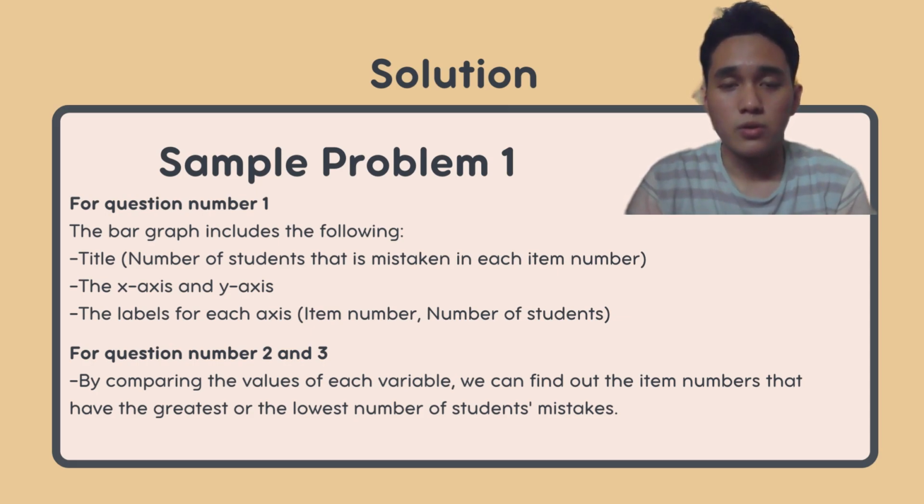So, for question number 2, the number that has the most students who made a mistake is number 8, which has 46 students. For question number 3, the number that has the least students who made a mistake is number 10, with 0 students.